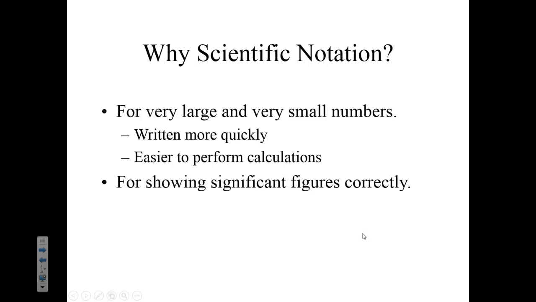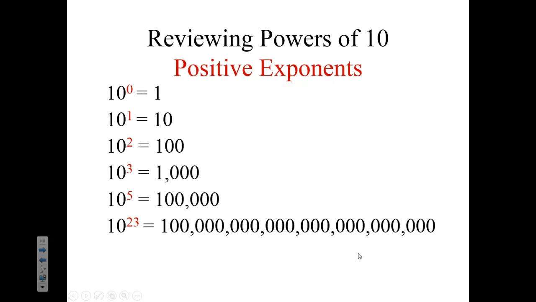So here we go. Let's talk about some powers of 10. Here's some powers of 10, 0 through 5, and 10 to the 23. You'll notice 10 to the 0 is equal to 1. In fact, any number raised to the 0 power is equal to 1. You see 10 to the 23 is this really large number, and I'm guessing you'll notice a pattern here that 10 to the 1 is 1 followed by 1 zero, 10 to the 2 is 1 followed by 2 zeros, etc. So 10 to the 23, if you counted these out, there would be 23 zeros there.